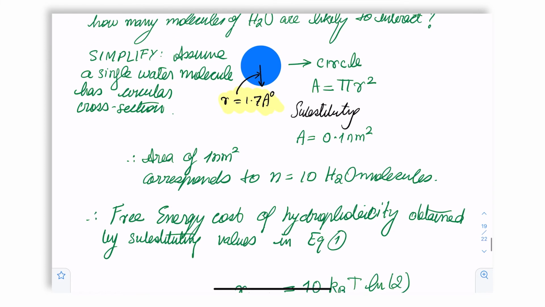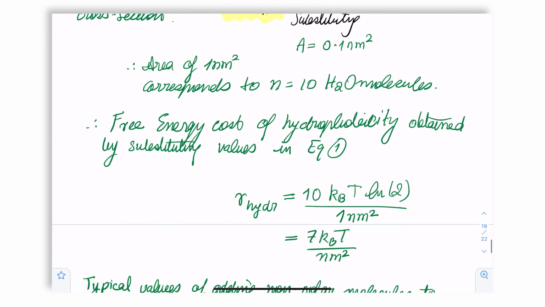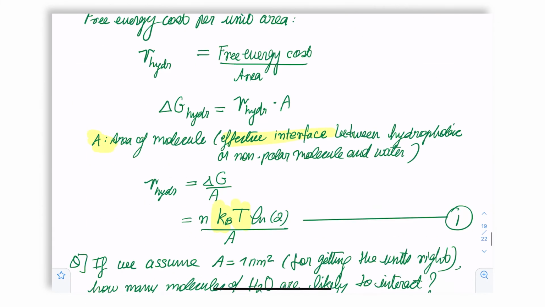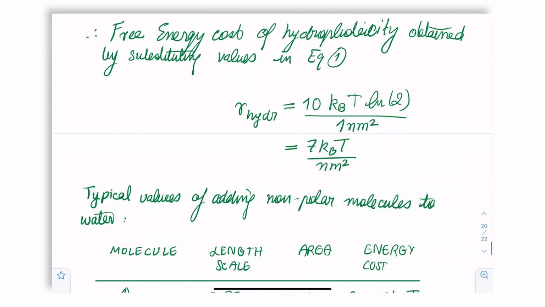So now the free energy of hydrophobicity can be arranged and inferred from substitution in equation 1, because we now know N, which is 10, A, which is 1 nanometer square, and kBT is a constant.